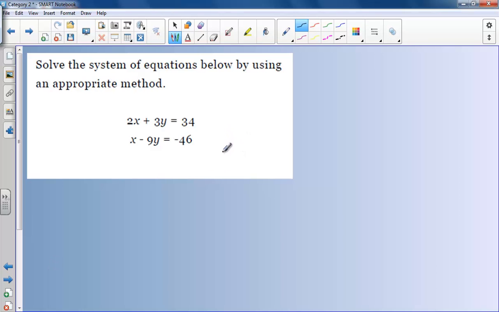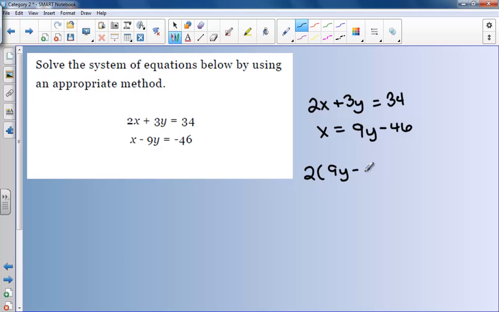And then let's solve this system by substitution, because I have this right here can easily become x equals. So we're going to do 2x plus 3y equals 34. And so then I'm going to move this over and use x equals 9y minus 46. And I'm just going to do a substitution for my x here, so I'm going to substitute in my x is 9y minus 46, equals 34. And I'm going to solve for y.